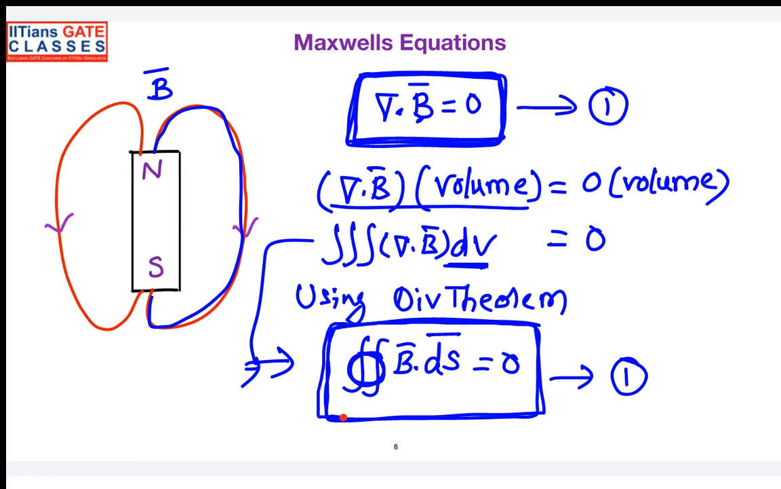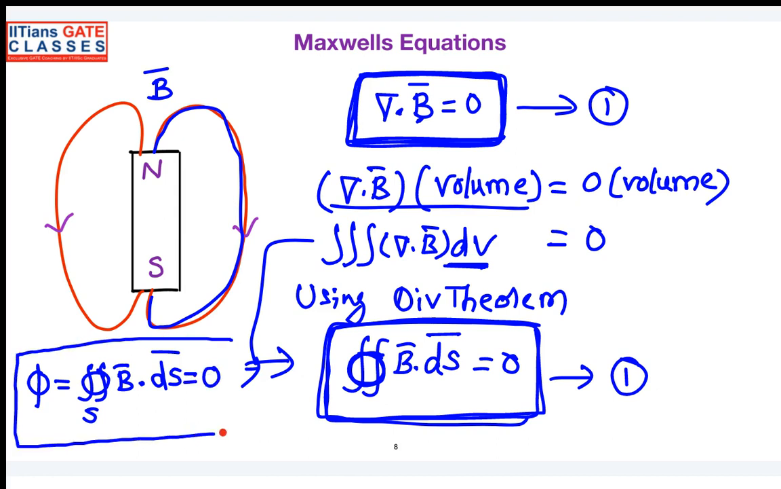So what is the meaning of this one? You try to understand. When I was discussing the magnetic flux density, I told you one equation: the magnetic flux passing through any area is nothing but double integral B dot dS. Now what does this condition say? Whenever the surface is closed, the magnetic flux leaving the surface is equal to 0. That is what this equation says.